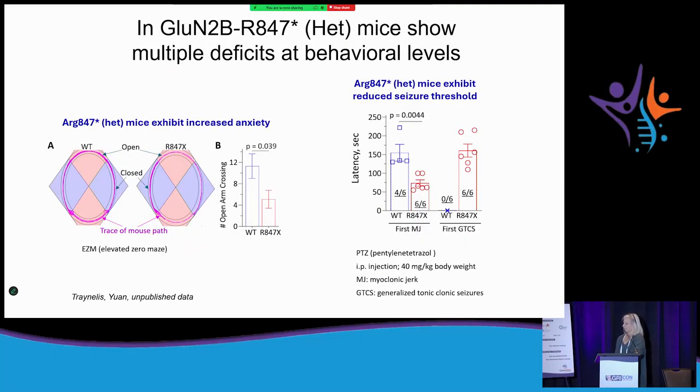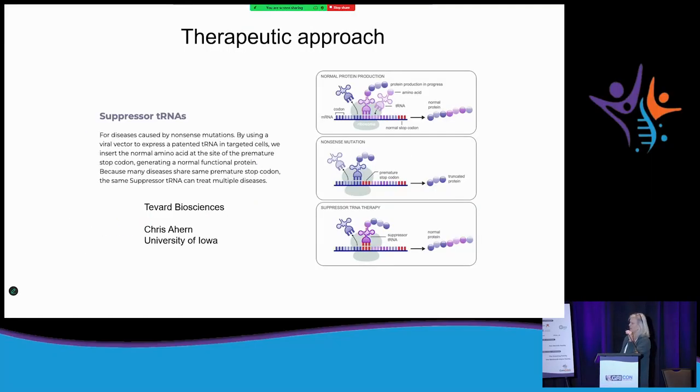He's also run some behavioral assays and finds that these het mice exhibit increased anxiety. This is a maze in which, well, the animals can spend equal time either in the covered portion or the open portion, and the het mice prefer the covered portion, which is interpreted as increased anxiety. They've also done seizure threshold assays, and they find that there is reduced seizure threshold in this particular assay in the het mice. It's all very much in progress. None of this is published.